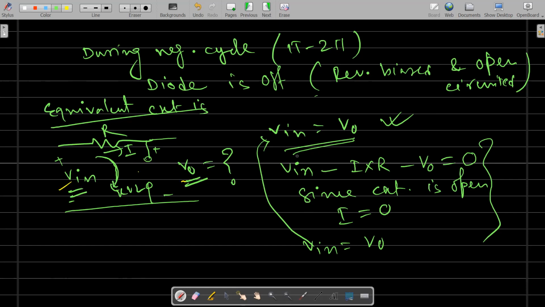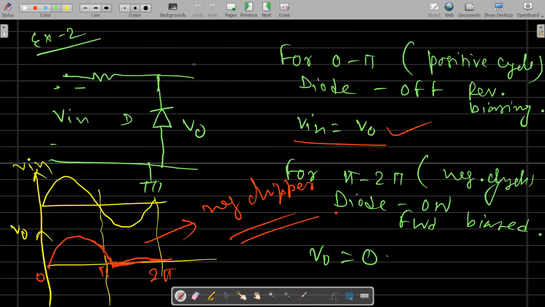So you can easily analyze it by applying KVL. Suppose we apply KVL in the circuit: V in minus this IR drop minus V naught will be 0. Since current I is 0, the circuit is open. The circuit is not completed. So simply V naught will be equal to V in. That means for the negative cycle, the output will follow the input.